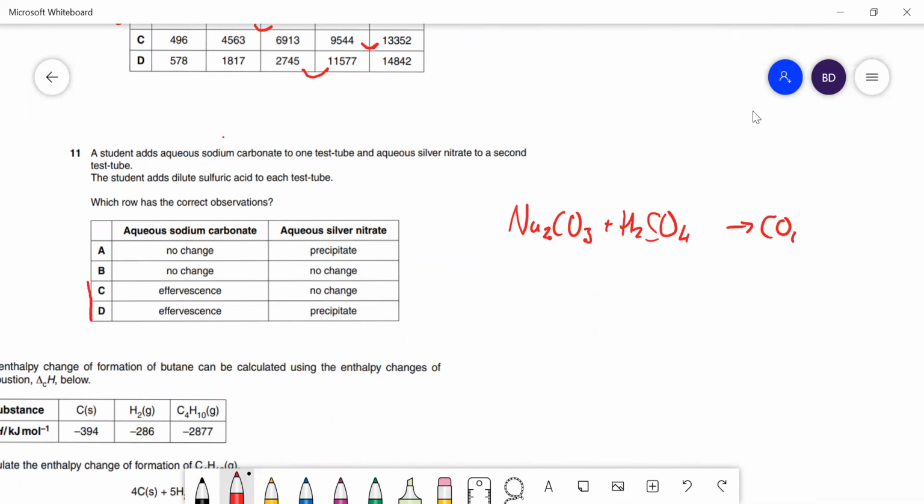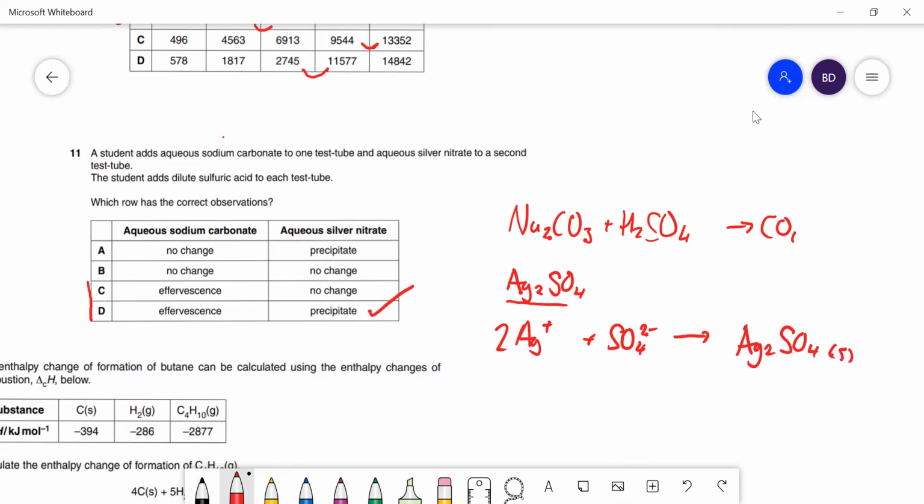Now, when you add sulfuric acid to silver nitrate, you will get a precipitate because silver sulfate is not terribly soluble. So the Ag+ ions will join up with the sulfate ions from the sulfuric acid to give you Ag2SO4 solid. So D is the answer there.